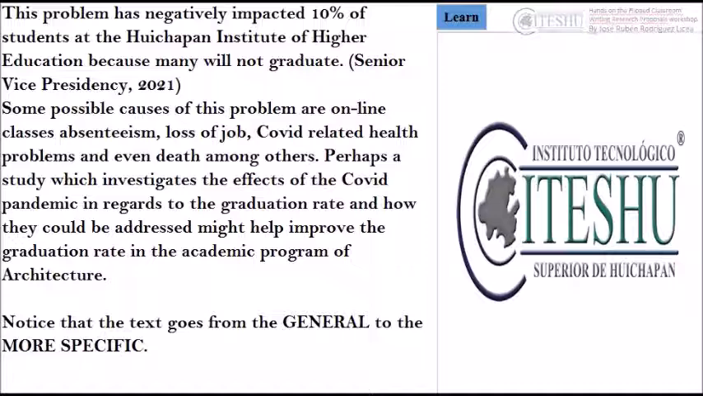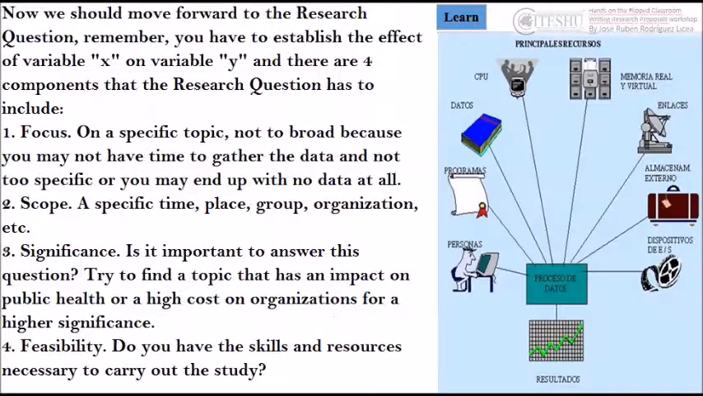Notice that the text goes from the general to the more specific. Now we should move forward to the research question. Remember, you have to establish the effect of variable x on variable y, and there are 4 components that the research question has to include.